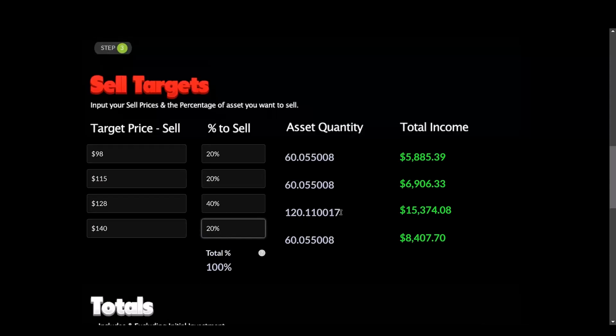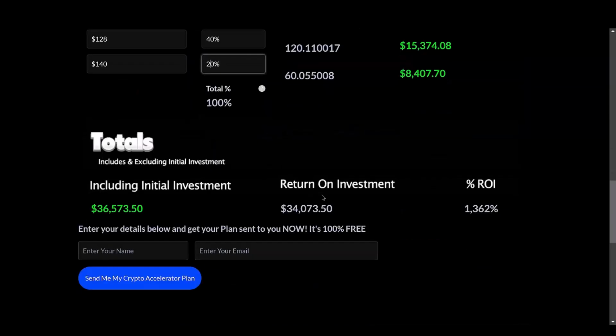Crypto Accelerator Tool shows you exactly what you need to sell when your sell targets are hit. Again, take the emotion out of it. When your sell target reaches that price, log on to your exchange and sell 60 AVAX. And as always, we try to take out of that first sell percentage our return on investment. As you can see, we've already got more than our return on investment. We've doubled our return on investment in that first 20%. This means that everything else after that is just cream, just profit. Let's look at what our total ROI would be. We've got ourselves a nice $34,000 on the $2,500 that we invested.